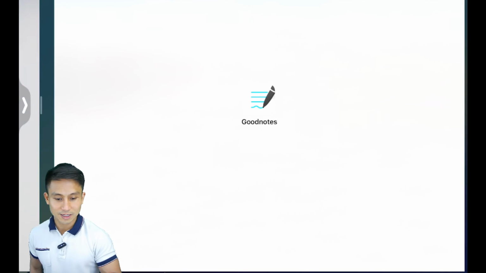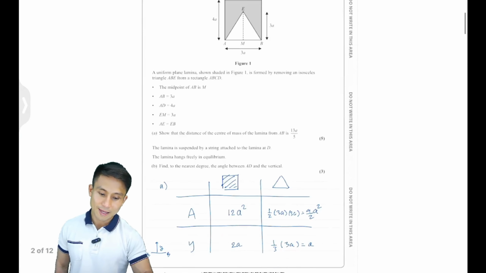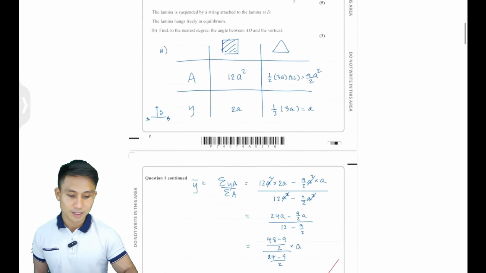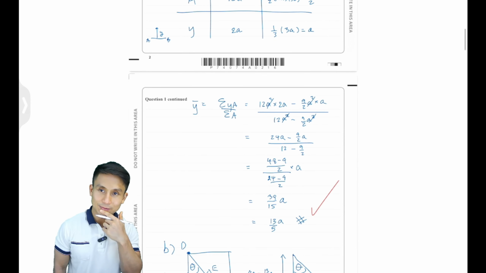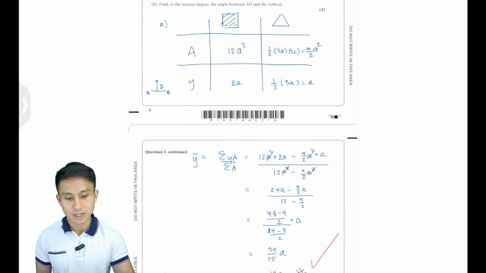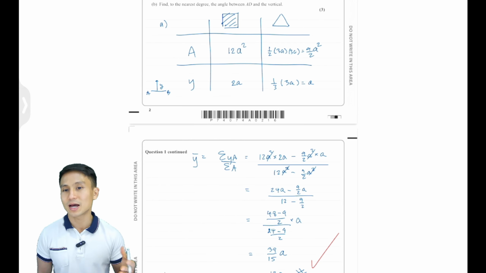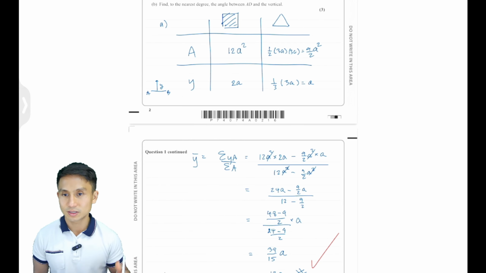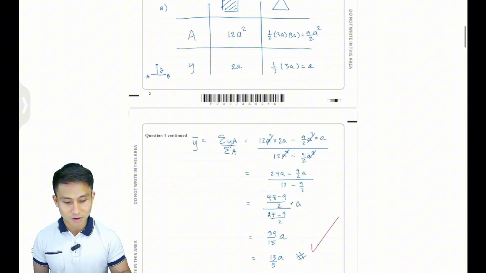And now the second one, second paper. The first question is find composite body in center of mass. Make sure you understand how to do this fundamental equation here. It also applies with any other type like framework. This is a lamina, so that's fine. Later on we have framework as well.